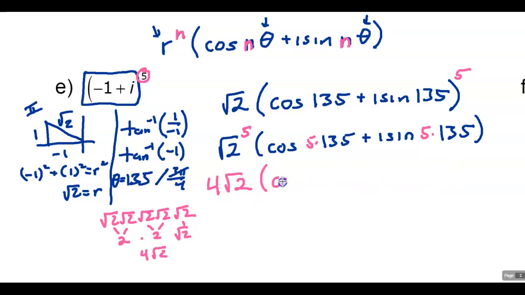And then we can multiply this. We have cosine of 5 times 135. Let's see here. It's 5 times 135, which is 675. So we have to figure out, well, where is 675? You can do that by subtracting 360 from there.